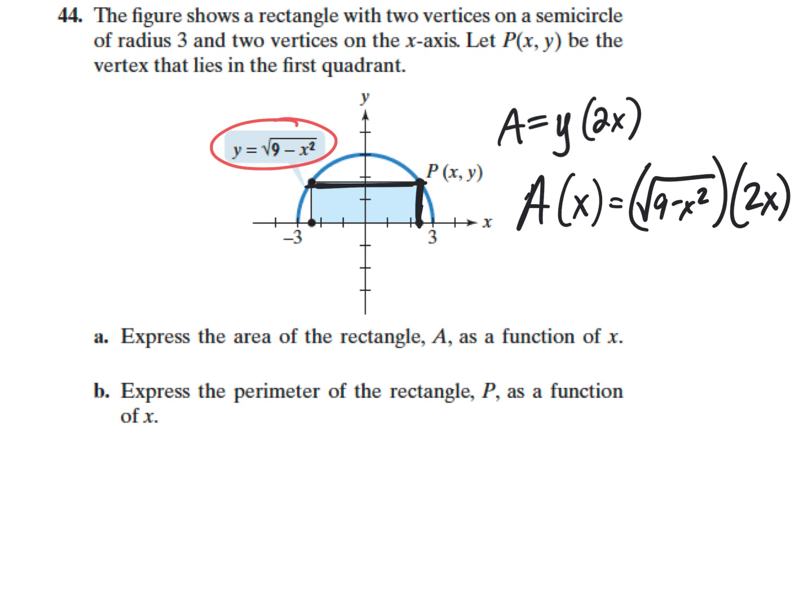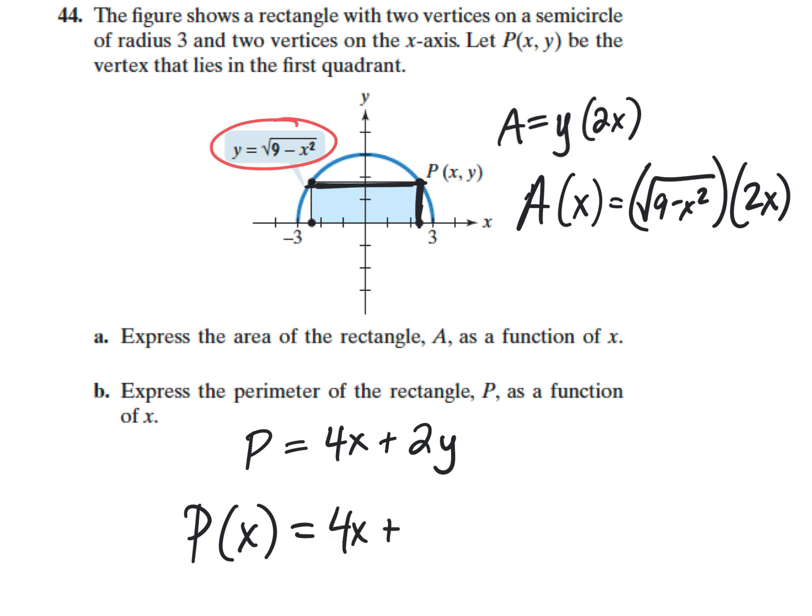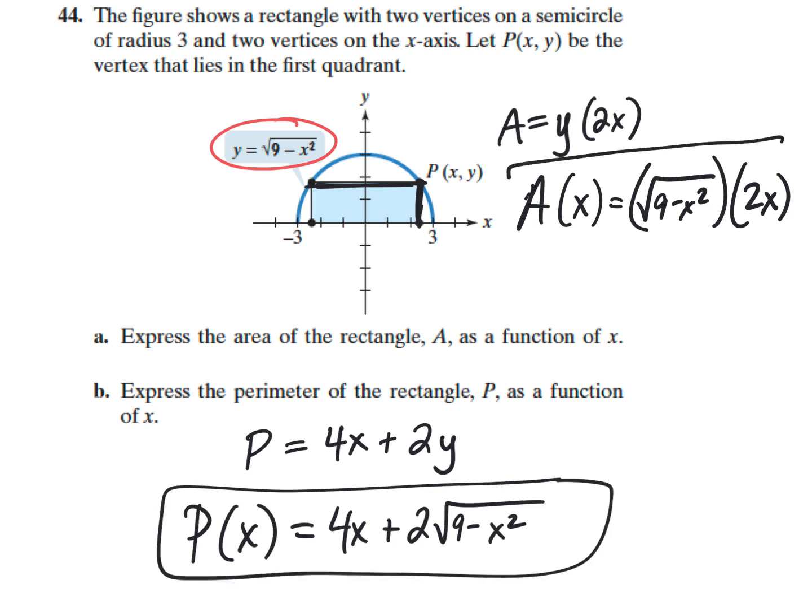Now our perimeter, we're going to approach a little bit differently. We know that our perimeter is going to be 4x plus 2y, and they want us to represent this as a function of x, P of x. Again, we're going to use the same y variable. In this case, our perimeter as a function of x will be 4x. That's fine. We're okay using x. Plus 2 times y. Instead of using y, we're going to use the square root of 9 minus x squared. So that is how we will build here.